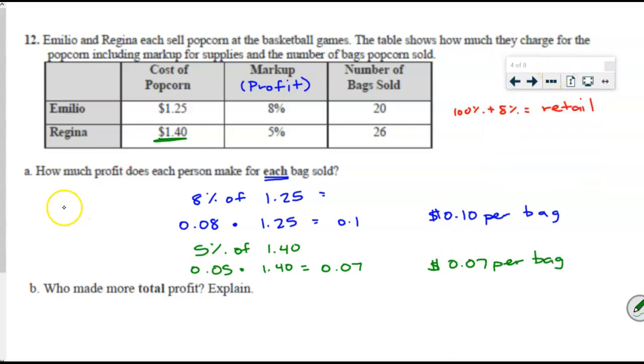So we now know that whenever Emilio sells a bag of popcorn, he's making 10 cents profit. We know when Regina sells popcorn, Regina is making 7 cents per bag. The question still remains, who made more total profit? So Emilio, 10 cents per bag, but how many bags did Emilio sell? 20. So that would be 20 bags times 10 cents per bag. Regina is making 7 cents per bag, but Regina sold 26 bags, so 26 times the 7 cents per bag.